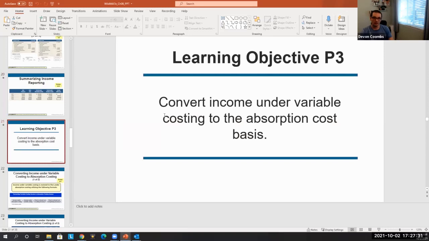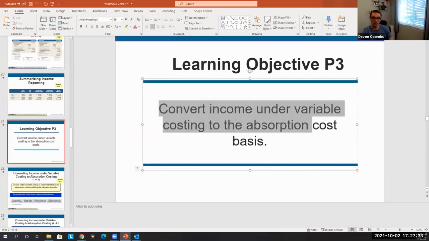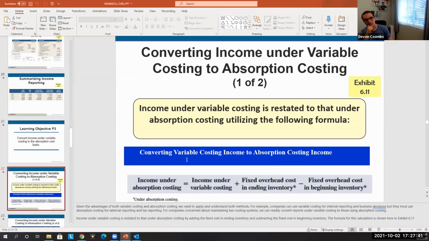So then how do we convert variable costing to absorption costing? So what if we have a variable costing income statement? How do we change that to absorption costing? And vice versa. So it's just a formula, right? We're just going to take the equation and move around the variables. So income under absorption costing is equal to income under variable costing plus the fixed overhead in ending inventory, right? We've said that's the difference, minus the fixed overhead in the beginning inventory.